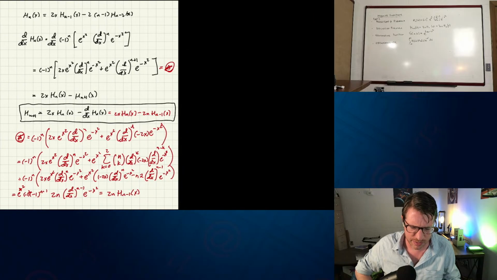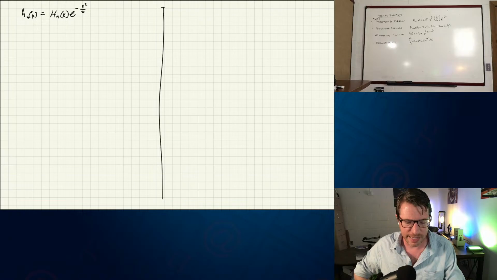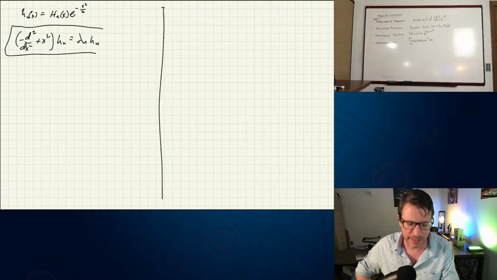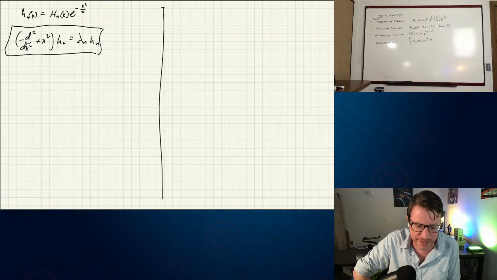The whole idea is that the Hermite functions satisfy, well, actually, I'll call them h_n of x. This is a Hermite polynomial times e to the minus x squared over 2. And h_n of x satisfies minus d squared dx squared plus x squared, applied to h_n, is equal to some constant times h_n.